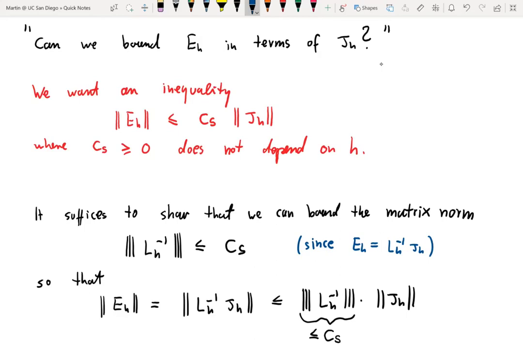If we can find this upper bound for the matrix norm of LH inverse, this upper bound CS, then we can use such an inequality, and the upper estimate for the norm of the truncation error gives us immediately an upper estimate for the norm of the error EH. All right, to do that, we need to show a few properties of the matrix LH.